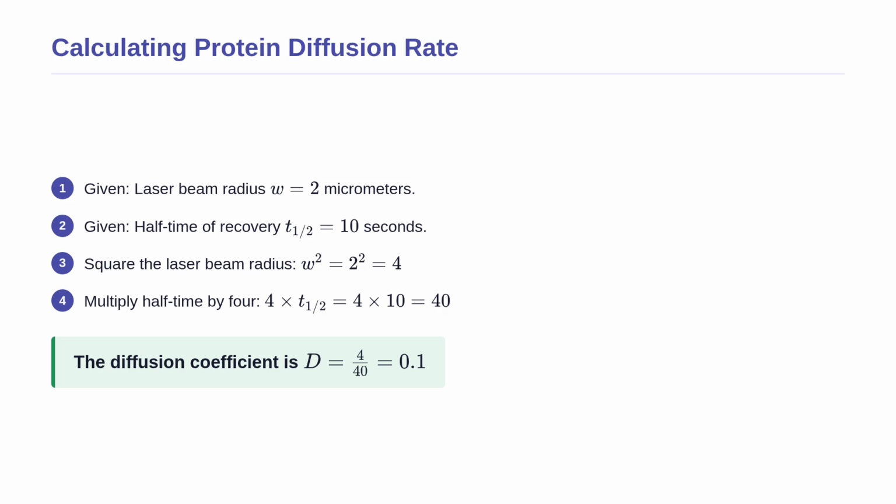First, we square the radius of 2 micrometers, which gives us 4 square micrometers. Next, we multiply the half-time of 10 seconds by the constant 4, giving a denominator of 40 seconds. Finally, we divide 4 by 40. This gives us a final answer of 0.1 square micrometers per second. This physically suggests the protein is moving relatively slowly, meaning it might be very large or anchored to the cytoskeleton inside the cell.